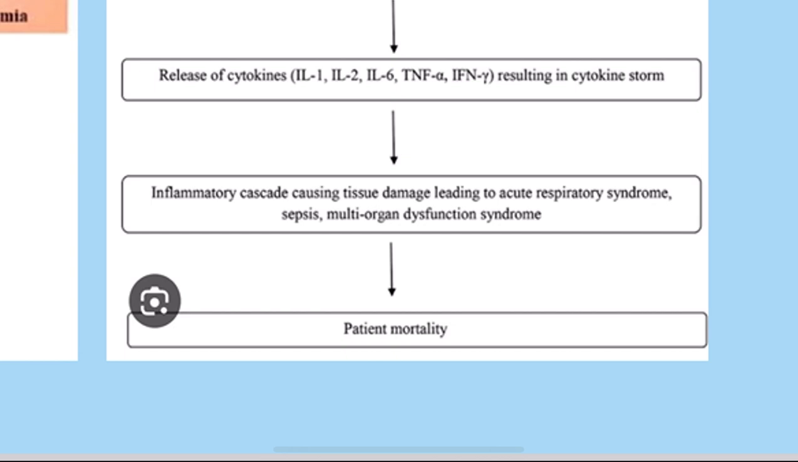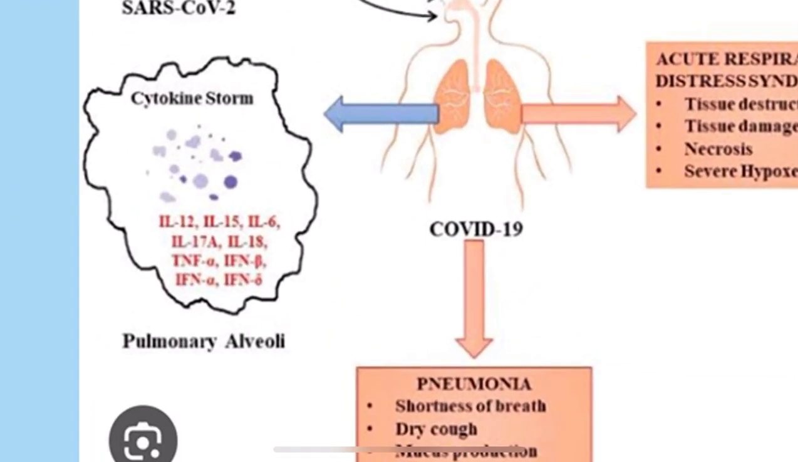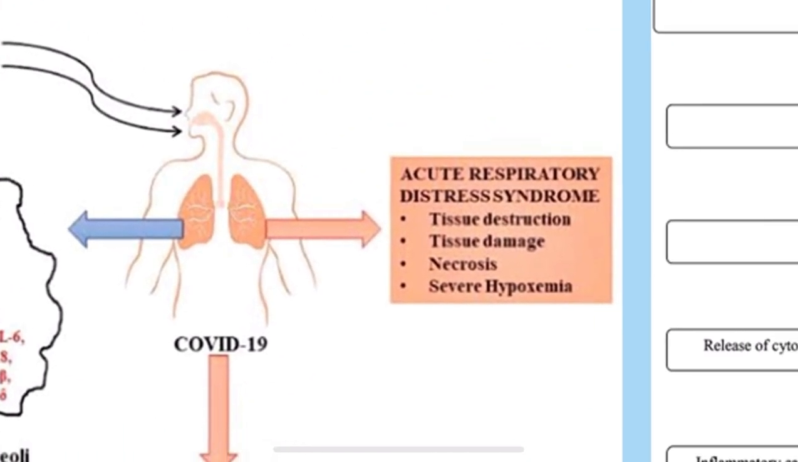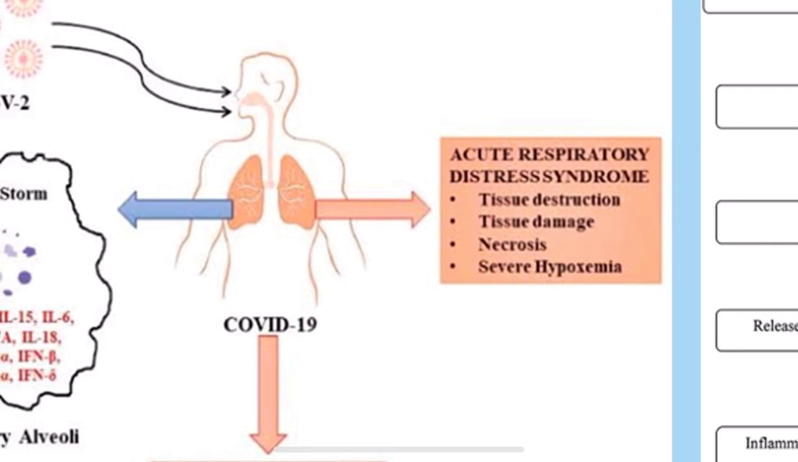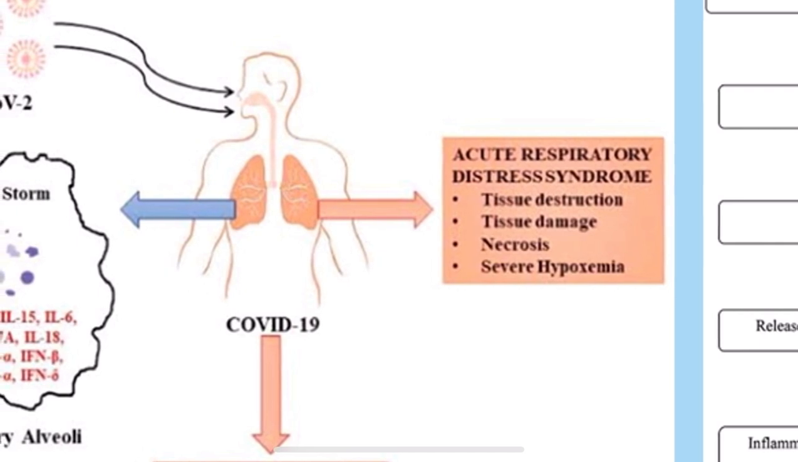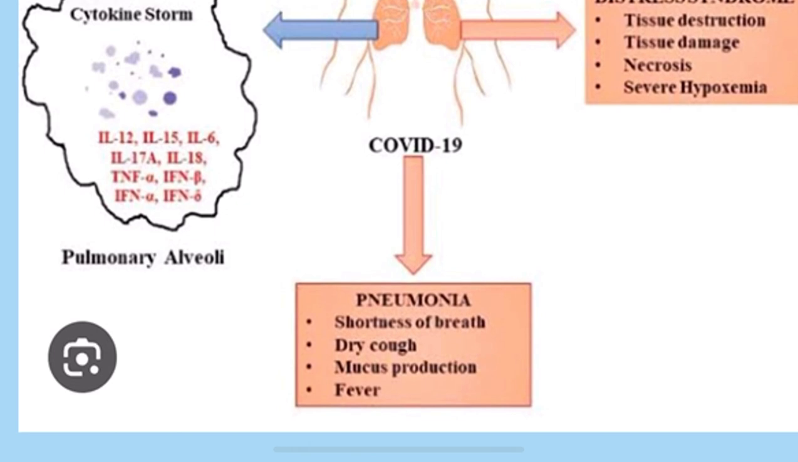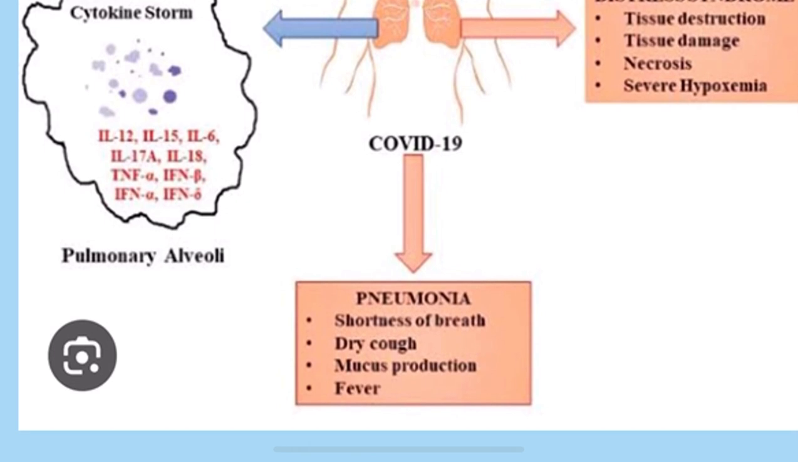Because the excessive inflammatory response continues, it causes injury to many organs, tissue damage, severe acute respiratory syndrome, sepsis, multi-organ dysfunction syndrome, and lastly the patient experiences death. Is it clear? Now we see the SARS coronavirus entering the body, causing acute respiratory distress syndrome, tissue destruction, tissue damage, necrosis, hypoxemia, and pneumonia, which presents as shortness of breath, cough, mucus production, and fever.